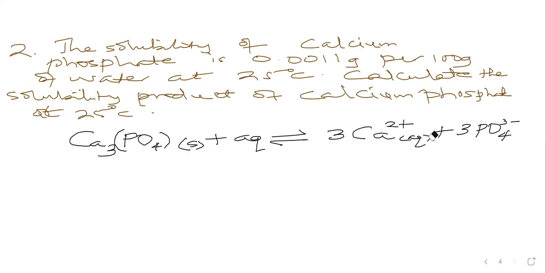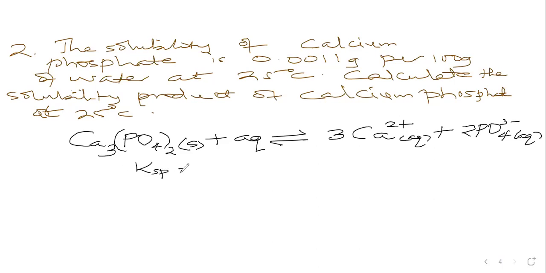This formula is wrong. Calcium has valence 2, so there is a 2 here, and hence a 2 here. So 3 calcium ions and 2 phosphate ions. This implies that our solubility product expression can be got from this.